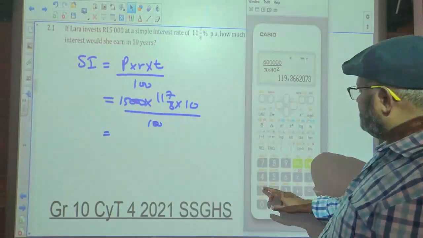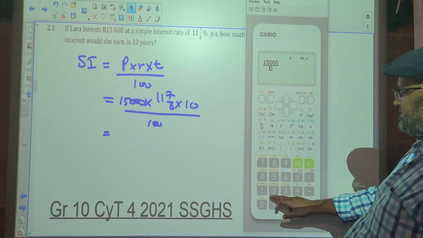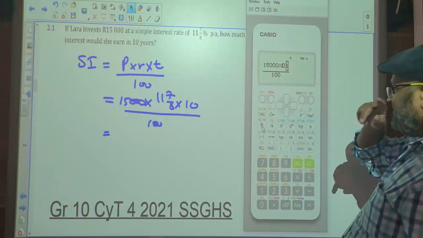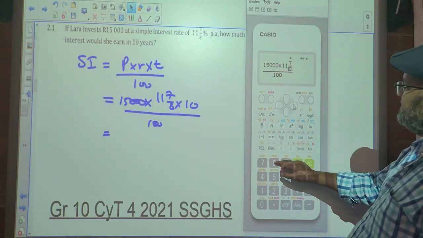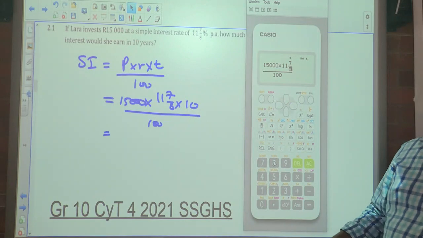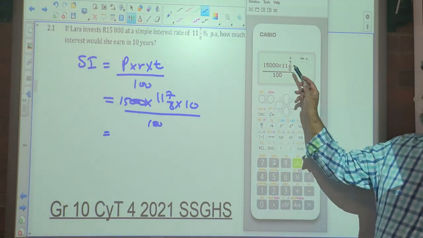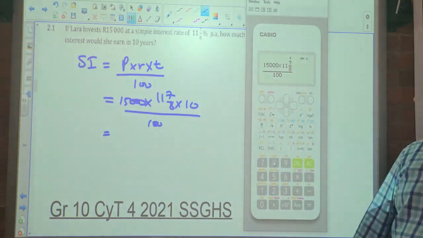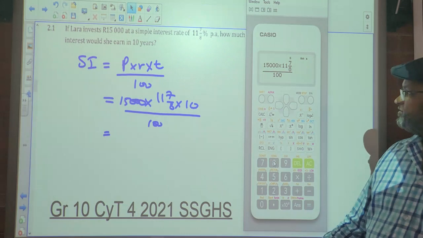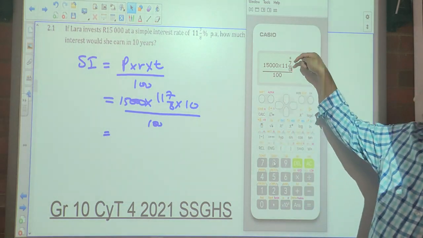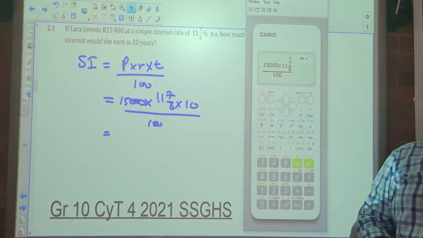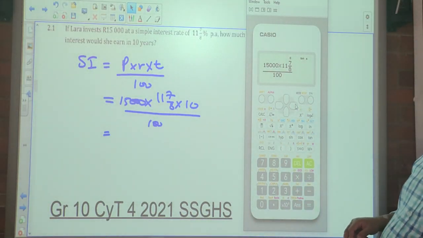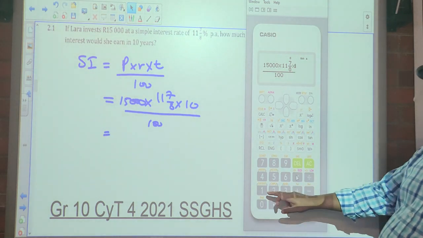So that gives us 15,000 multiplied by 11 and 7 over 8. To get the mixed fraction on the calculator, I must first press shift and then this fraction button. You'll see the yellow. It is that mixed fraction sign. Don't press the fraction and then the arrow button and then put the 11 in front of it. That means something else, that means 11 times 7 over 8. So that's 11 and 7 over 8 multiplied by 10 years.